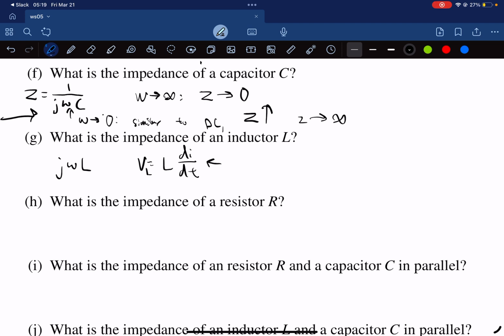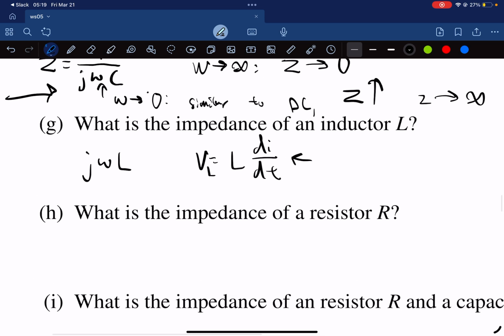And the opposite is true if we have a steady state voltage. So if we have a steady state circuit and omega is approaching 0, then di over dt is going to be a very small number, right? So therefore, the inductor is not going to do much. And we can also see the same is true for j omega L.